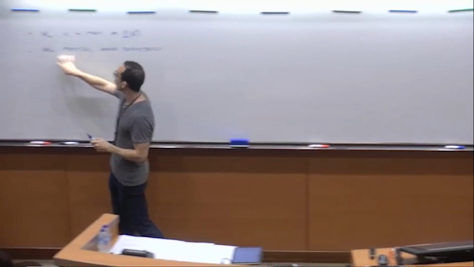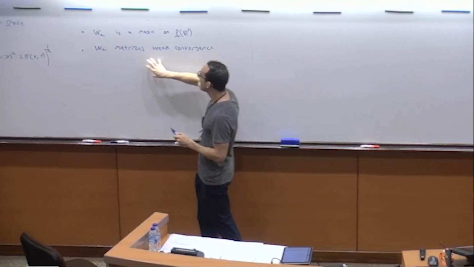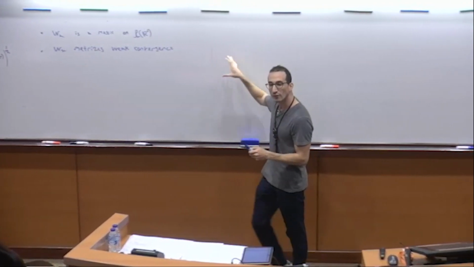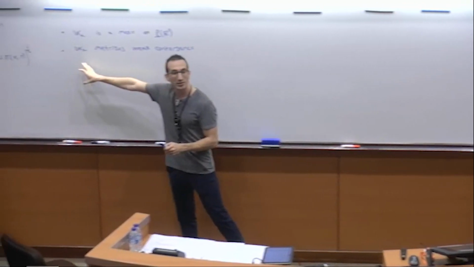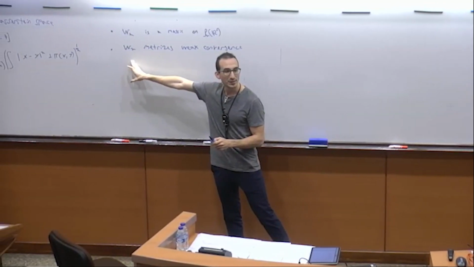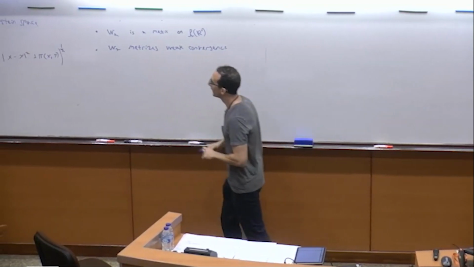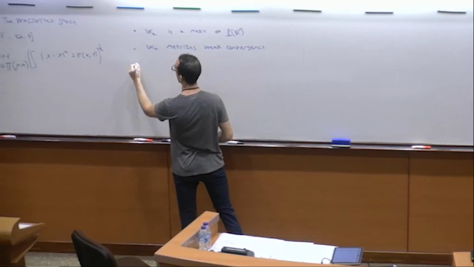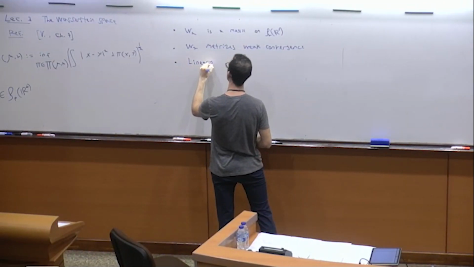And here W2 will metrize this notion, meaning that, roughly speaking, a sequence of probability measures will converge weakly to some measure if and only if they converge in W2. So we can think of weak convergence as just coming from this notion.